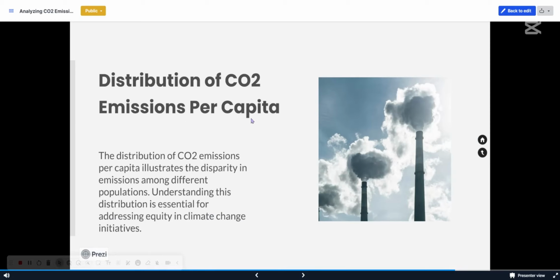Distribution of CO2 emissions per capita. The distribution of CO2 emissions per capita illustrates the disparity in emissions among different populations. Understanding this distribution is essential for addressing equity and climate change initiatives.